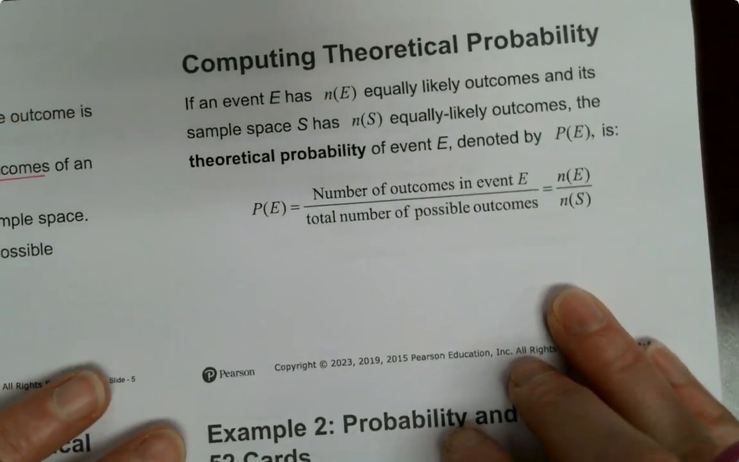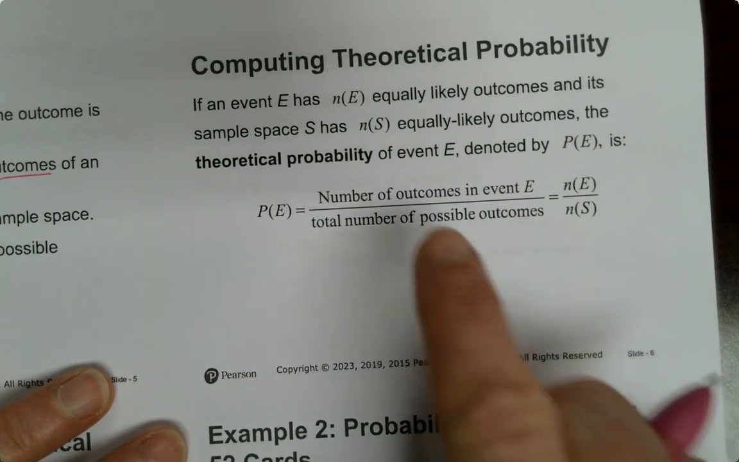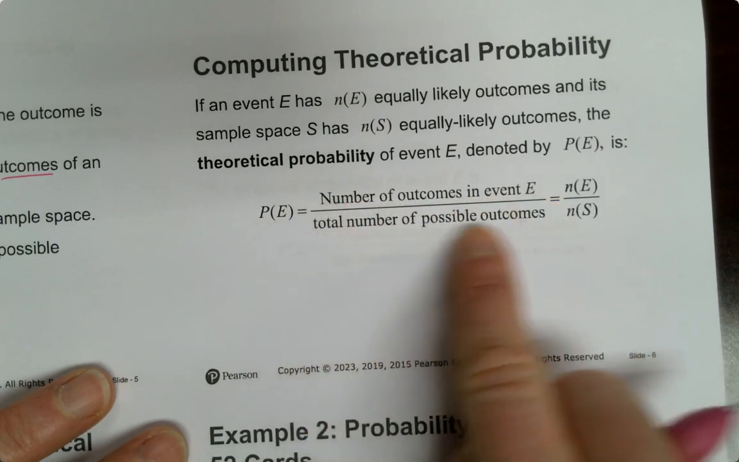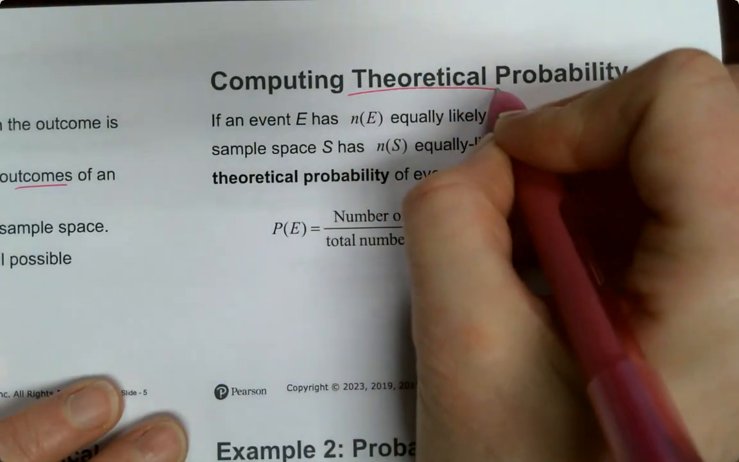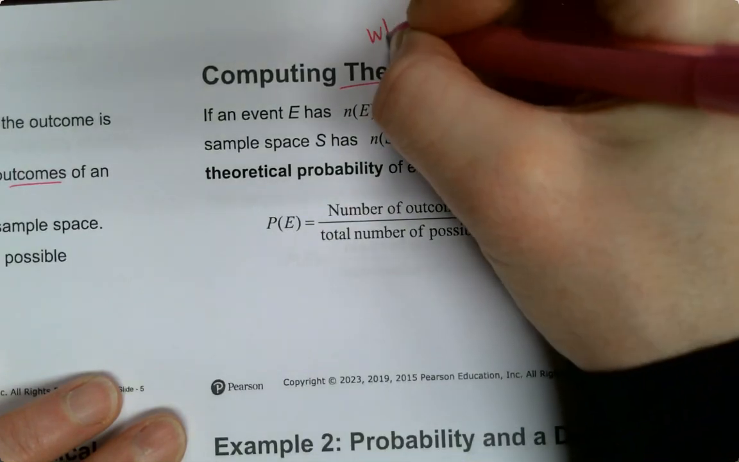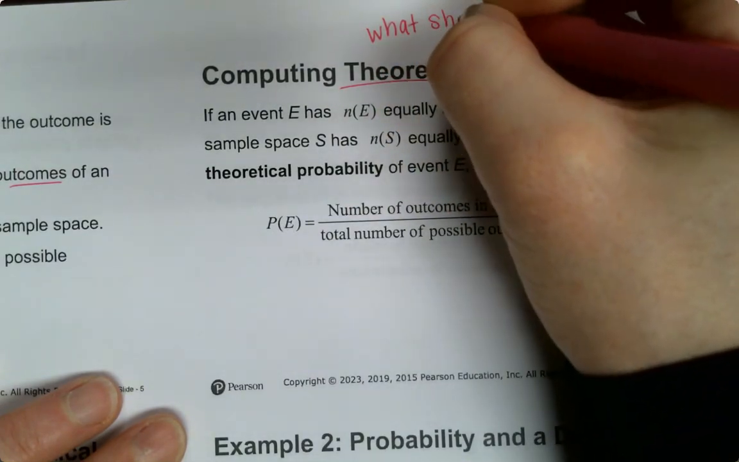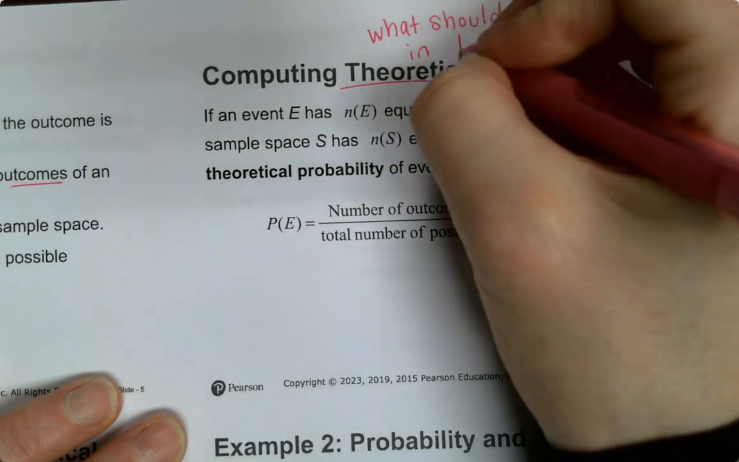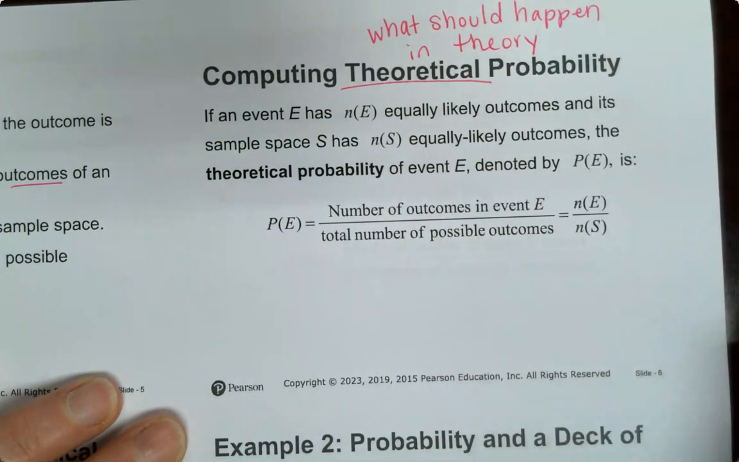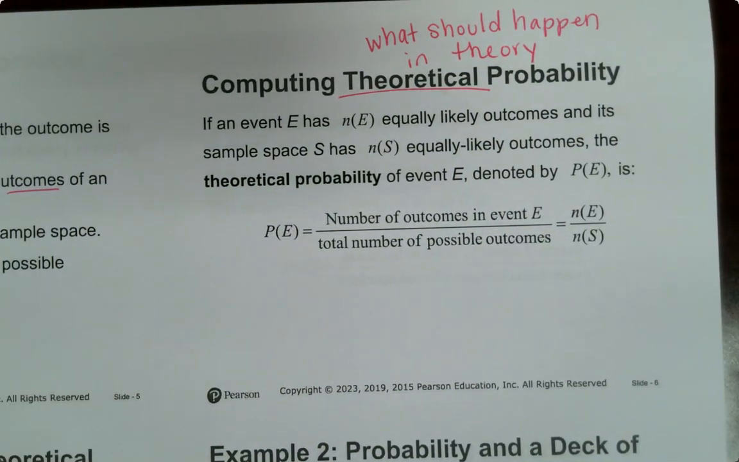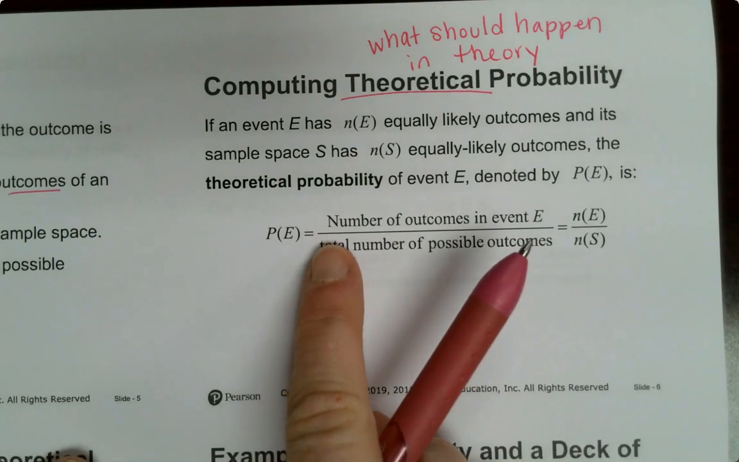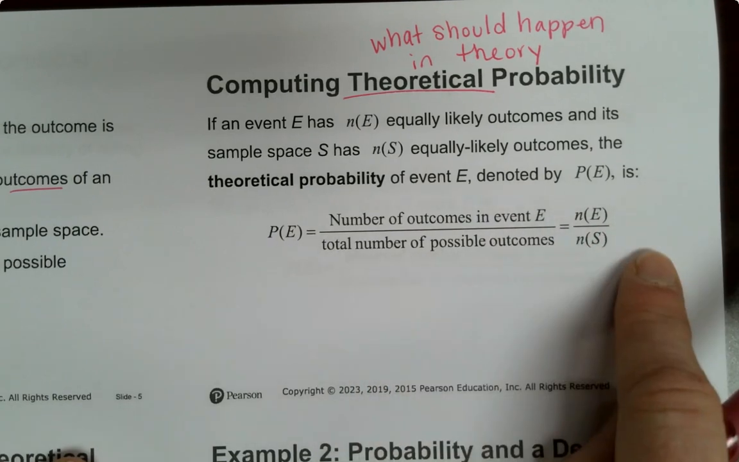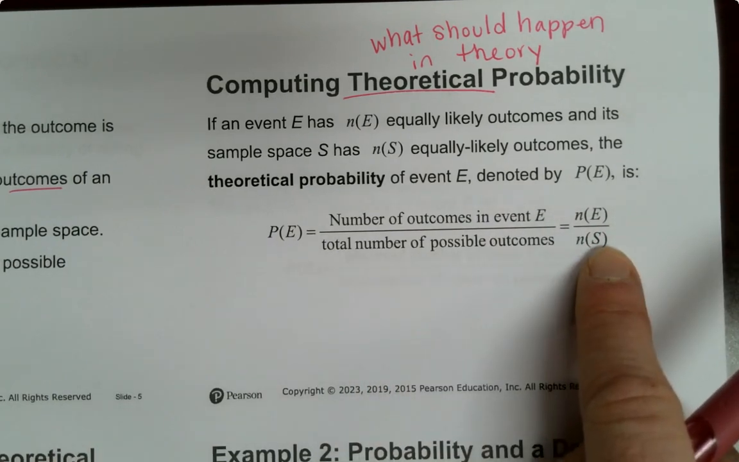Theoretical probability is denoted by P of E, the number of outcomes in an event over total possible outcomes. The way I remember theoretical is what should happen in theory. So in the perfect world, this should happen. To find that, you would do the number of outcomes for that event over all possible outcomes, basically S, your sample space.